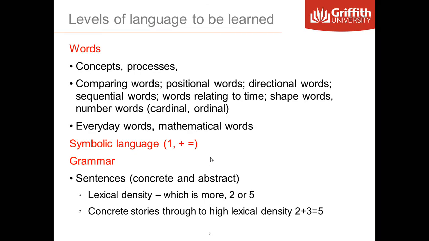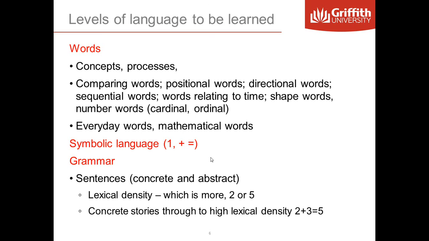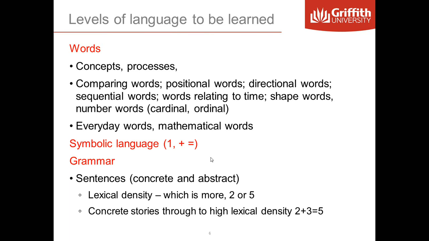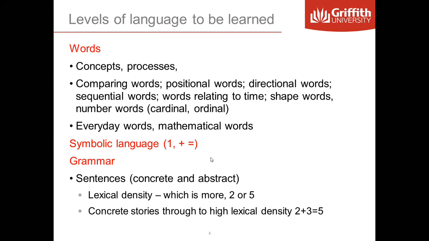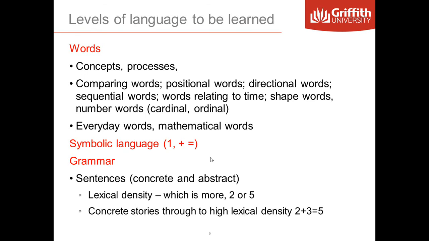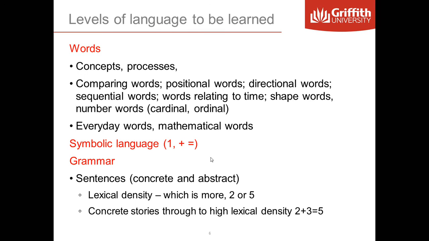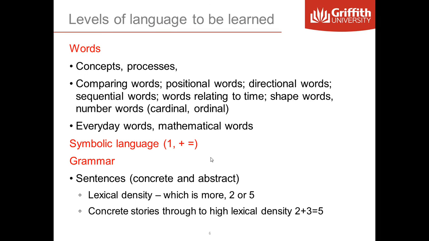So when we think about mathematics, there's many levels of language to be learnt. At the very rudimentary level, there are the particular words that need to be learnt. So these are concepts such as square, rectangle, circle, and processes such as adding, subtracting, finding, those sorts of things that we're asking the children to do. There's a lot of comparative words, bigger, smaller, taller, shorter, those sorts of things.